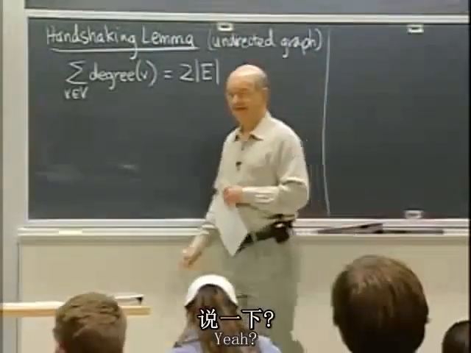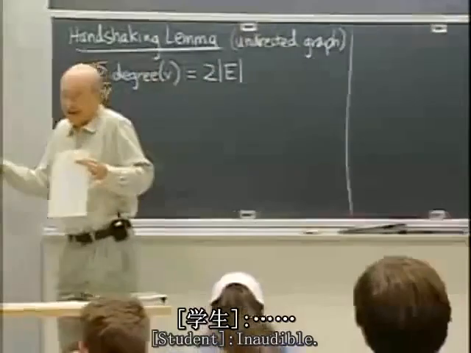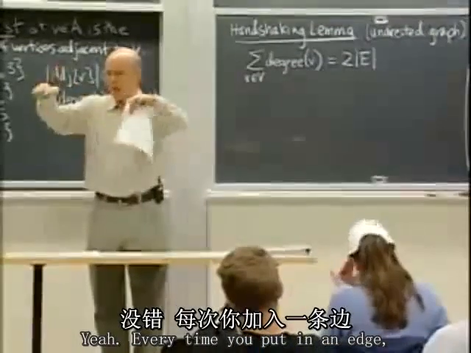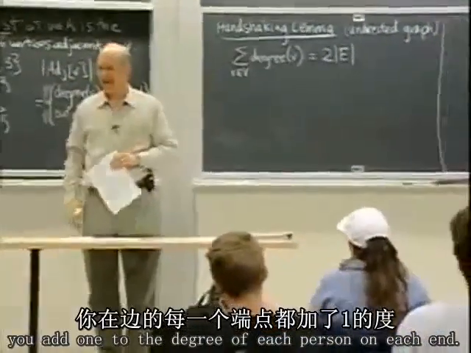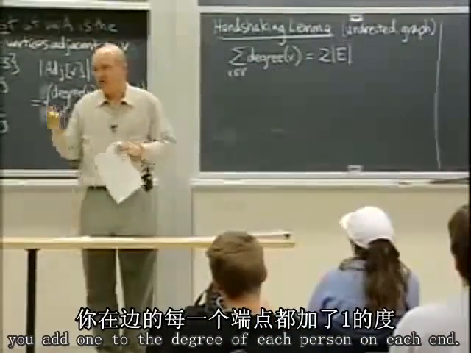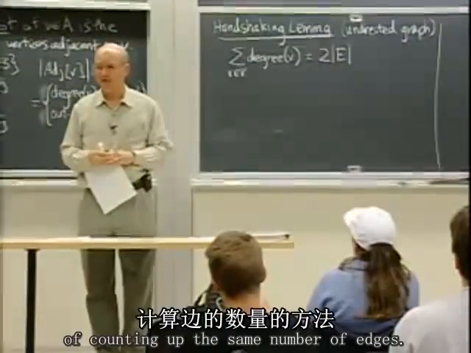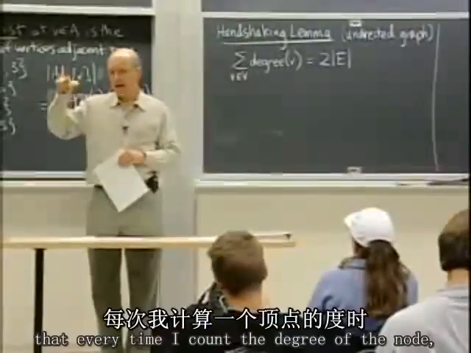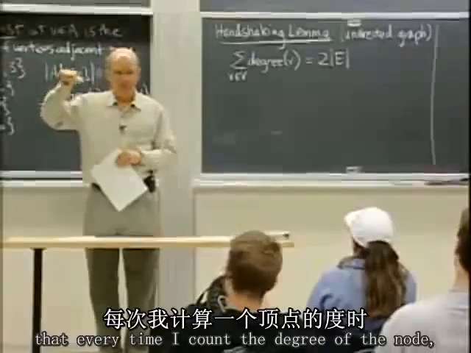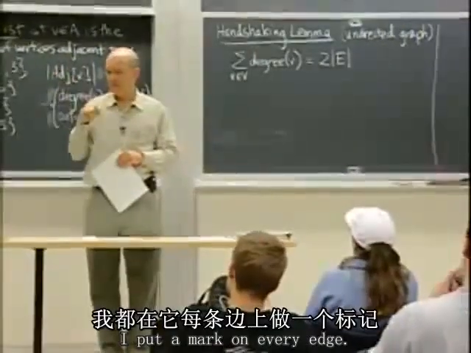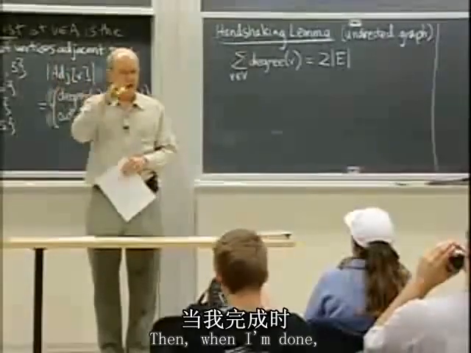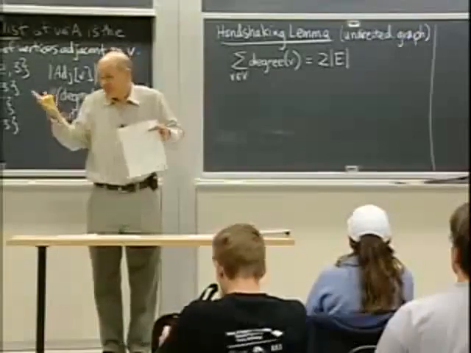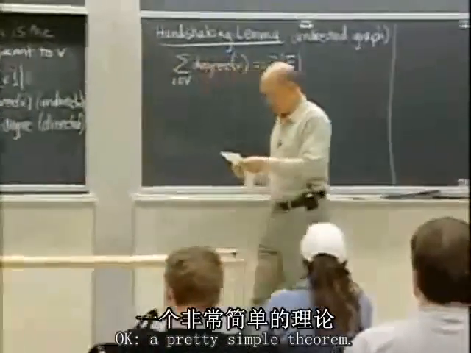Yeah? For every connection, there are 2 nodes. Every time you put in an edge, you add 1 to the degree of each person on each end. So it's just 2 different ways of counting up the number of edges. Okay, if you imagine that every time I count the degree of a node, I put a mark on every edge, then when I'm done, every edge has 2 marks on it, 1 for each end. Okay, pretty simple theorem. Okay?